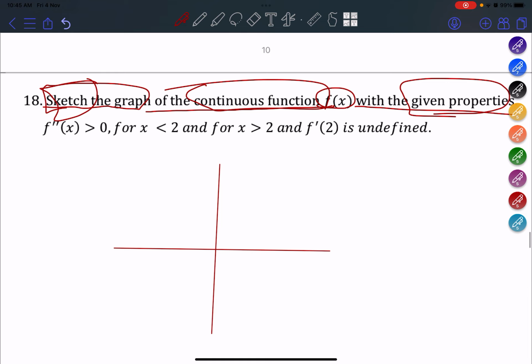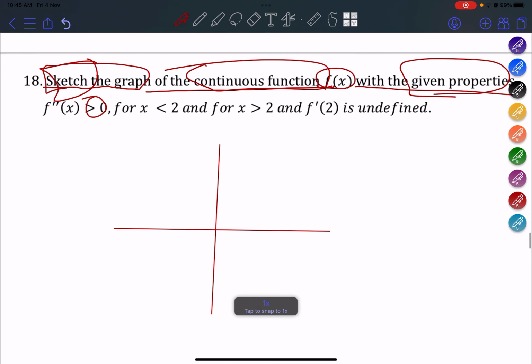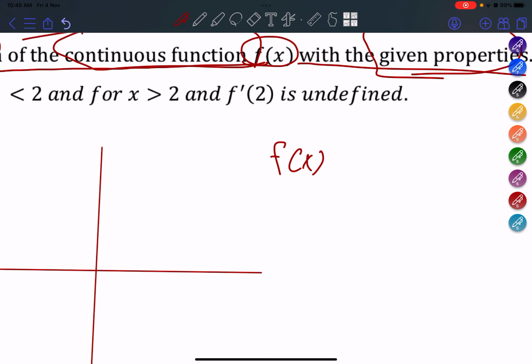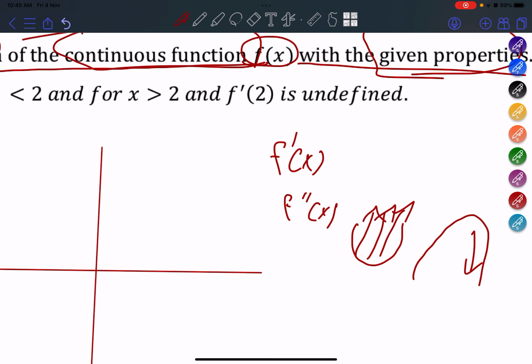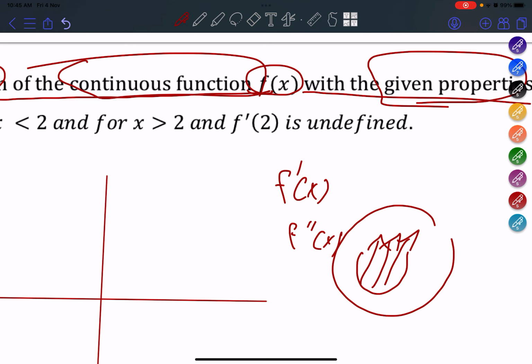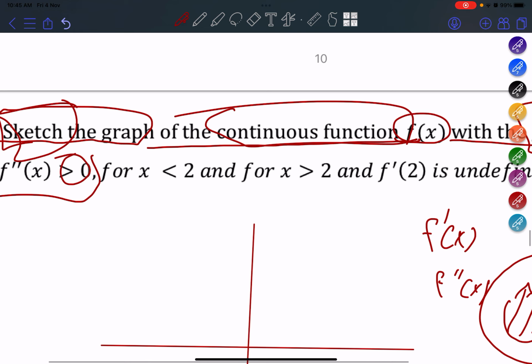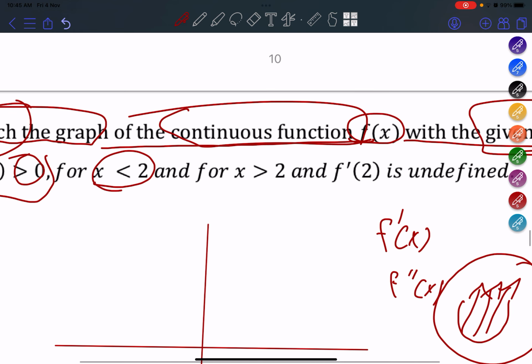Okay, so the double derivative of x is greater than 0. What does this mean? We said before that f of x is the function. The derivative of it would be the tangent line, and the double derivative would be the concavity of the function. So is it concaving up, so that's positive values, or is it concaving down, so it's negative values, okay? In this case, they said that the double derivative is positive, which means that it should be concaving up. So the function is concaving up for both x less than 2 and greater than 2, okay?